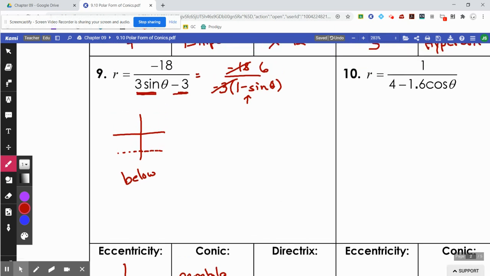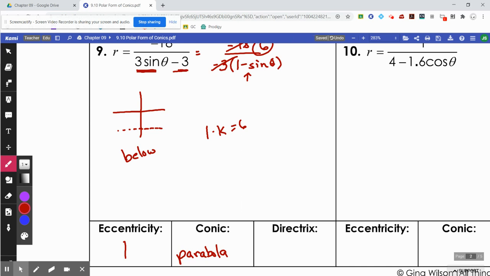Your directrix is located k units away from your pole. So we know that the top again is k times the eccentricity. So therefore, your eccentricity, which is 1, times your k value is equal to 6. That means your k is 6. So therefore, we're 6 units down right here. So y equals negative 6 would be my directrix.